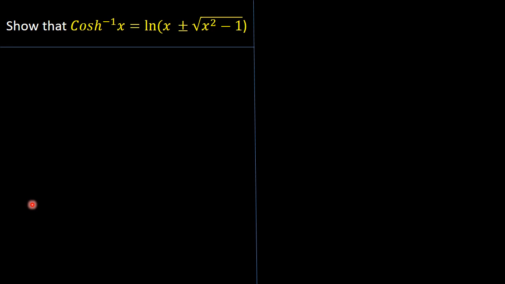In today's video we shall be looking at how we can come out with this very important hyperbolic trig identity, the inverse trig identity, which says that we should show that cosh inverse of x is the same as the natural log of x plus or minus the square root of x squared minus 1.